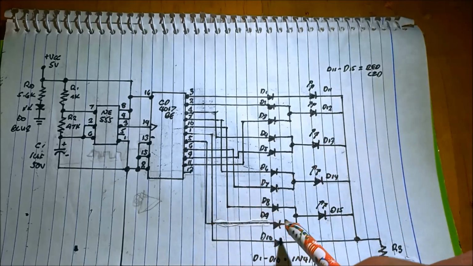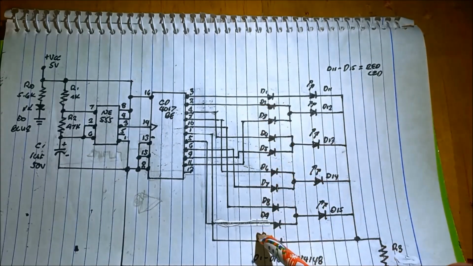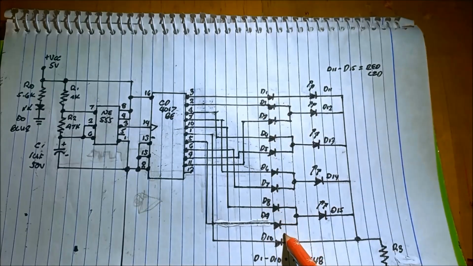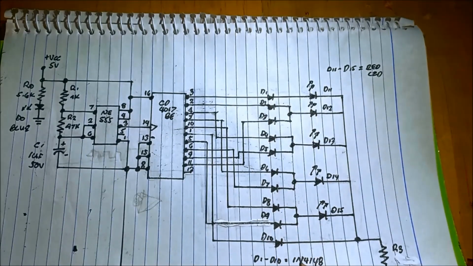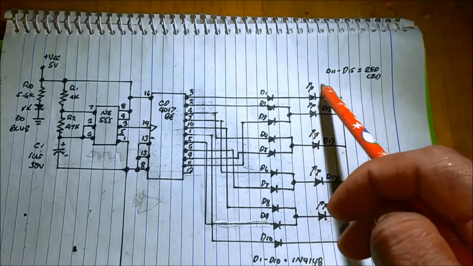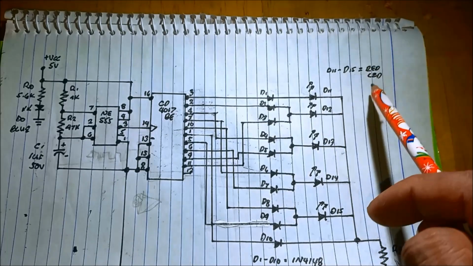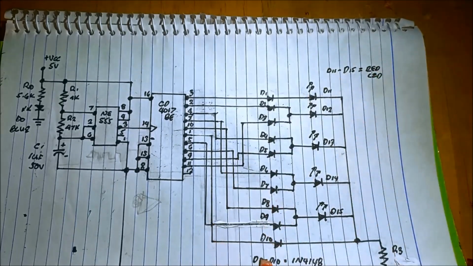That's why there is a current steering diode. We are using this current steering diode of pass switching diode, 1N4148. And all the output LEDs are all red LEDs, 5mm in size.